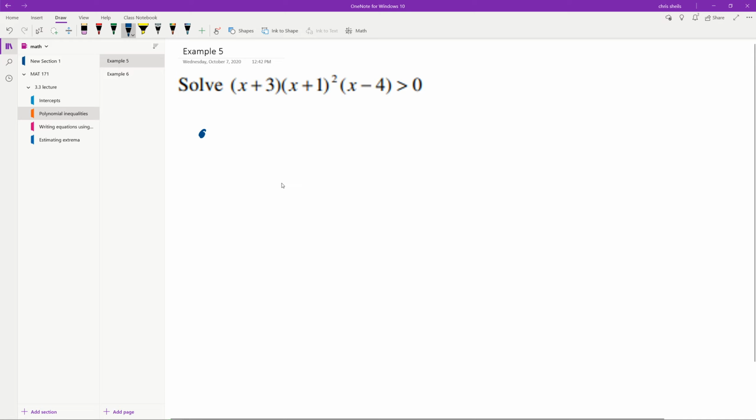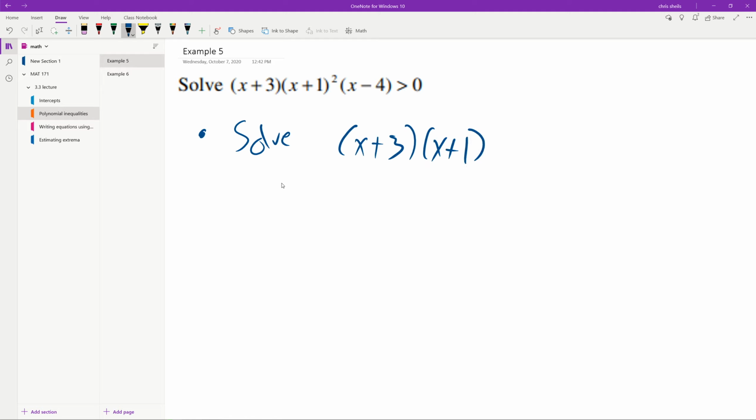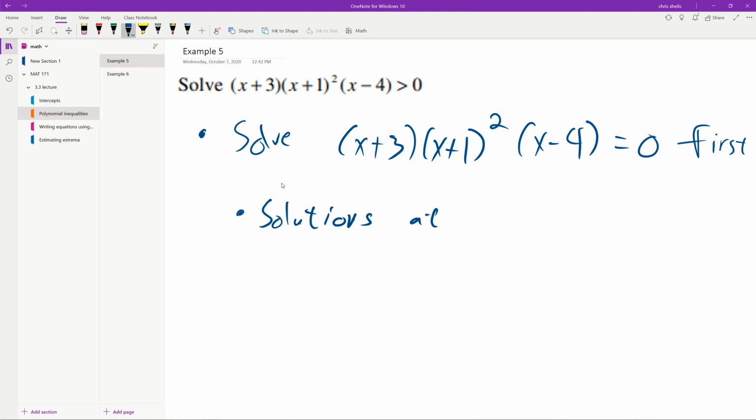The first thing that we want to do, as with all inequalities, is solve for where this thing is equal to 0. So currently we have (x plus 3) times (x plus 1) squared times (x minus 4) is greater than 0. We want to solve for (x plus 3)(x plus 1) squared (x minus 4) equals 0 first. This has solutions at x equals -3, -1, and +4.